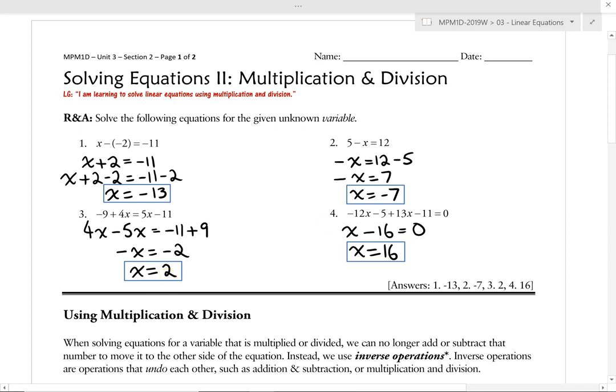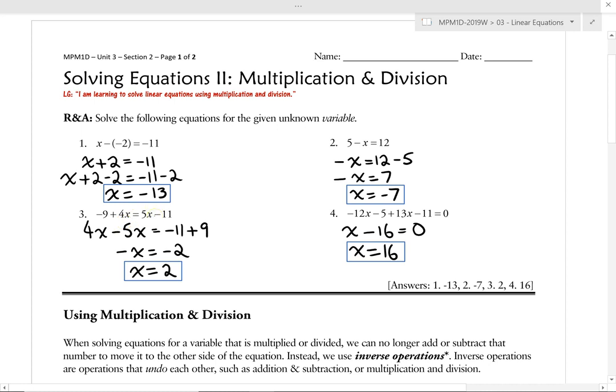Okay, and finally, for number 4, x minus 16 equals 0. How did we get that? Well, really, I noticed that we had minus 12 x's and plus 13 x's, which adds to 1 x, right? 1 positive x. We also have minus 5 and minus 11, which is a total of minus 16. And so combining those two things together gives us this x minus 16 equals 0. And then, of course, all we have to do is move this negative 16 to the right, where it becomes positive, and we're done.